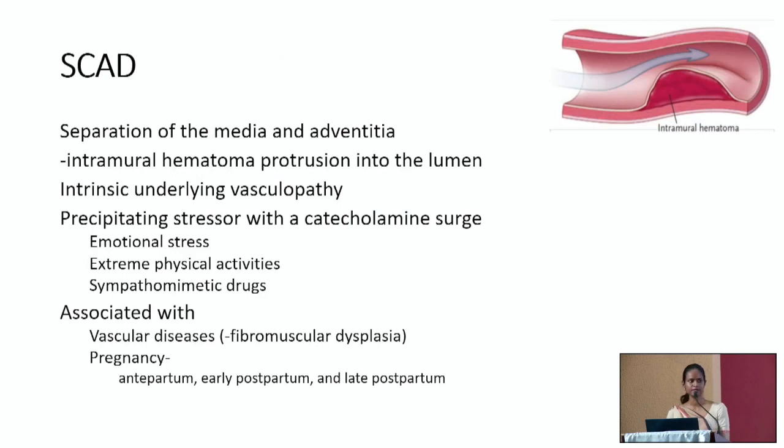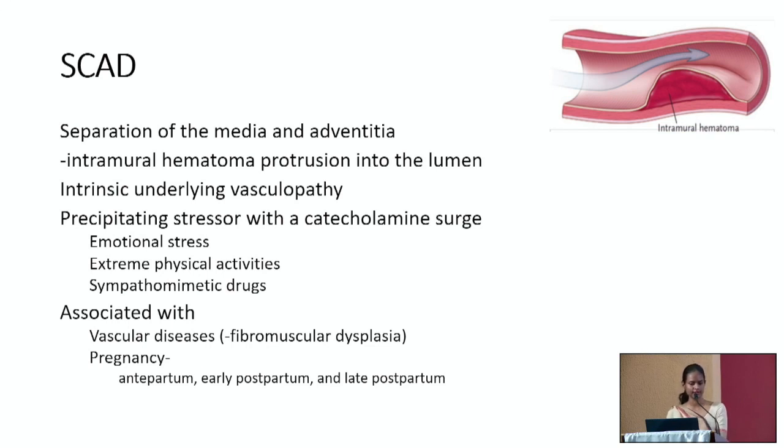So the third important cause for myocardial infarction with non-obstructive coronary artery disease is spontaneous coronary artery dissection. There's a separation of media and adventitia. There's a dissection of the coronary arteries, and the intramural hematoma protrudes into the lumen and causes the obstruction.